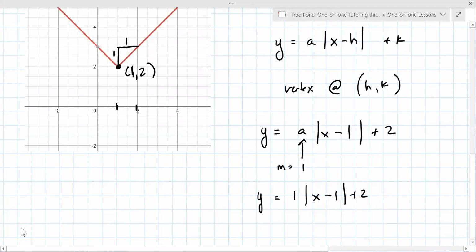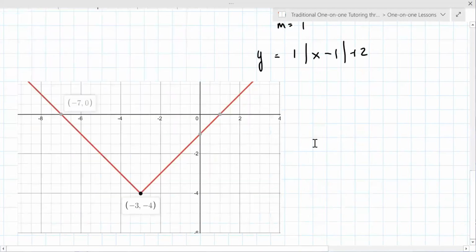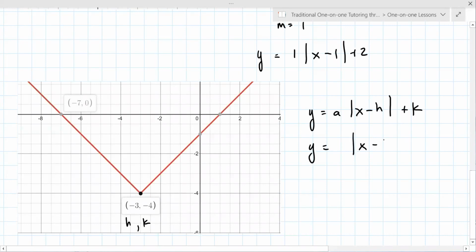So let's do another one here. We got tons of time, so I want you to actually do this one on your own. I'm trying to help out by giving you that vertex, but it's a times x minus h plus k. So this is h and this is k. I'm not going to write a yet, but it's x minus a minus 3. And then k is minus 4. Do you see where I got those values from? It's this point. Yeah, I do. Now inside the absolute value, we're going to write x plus 3.